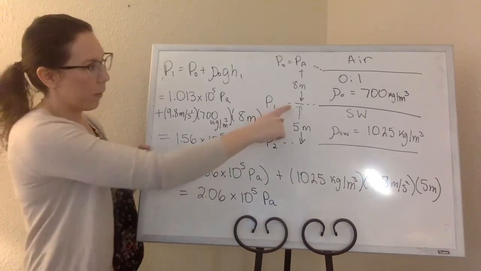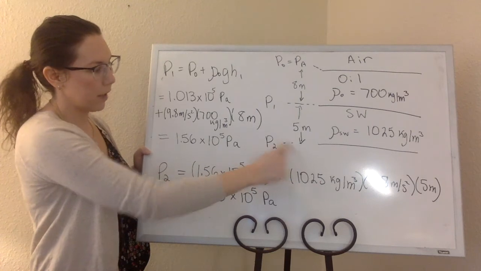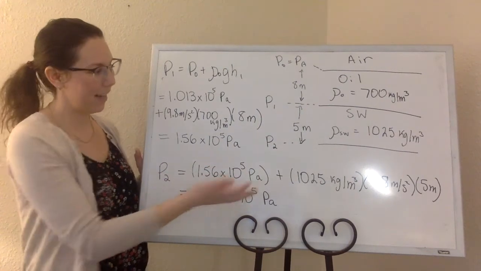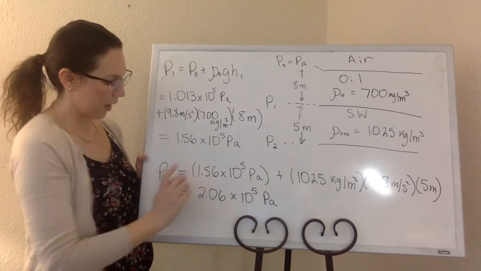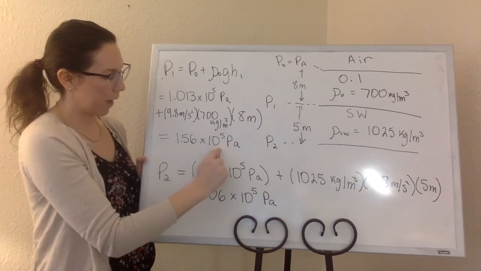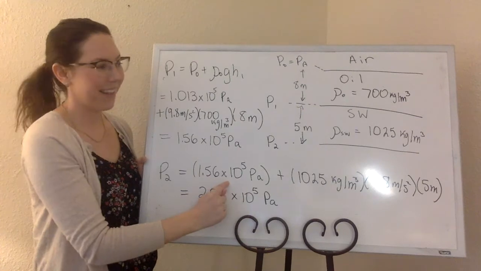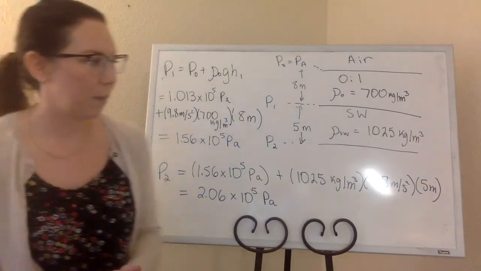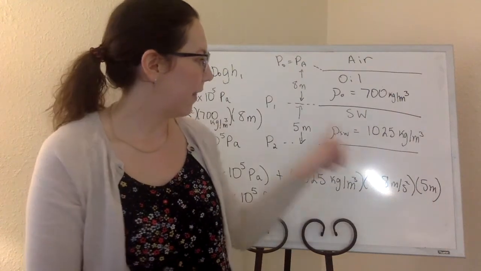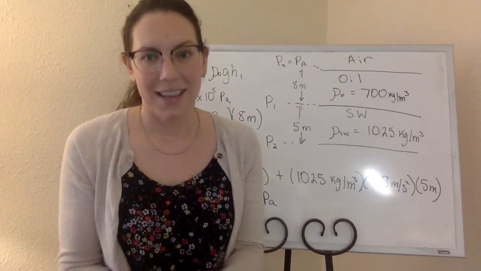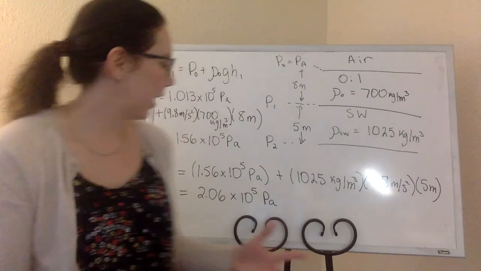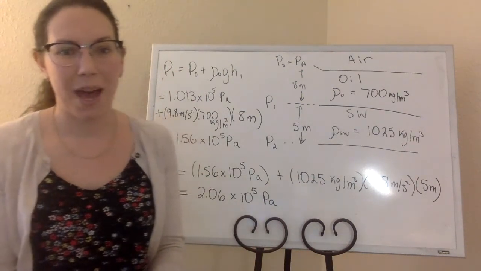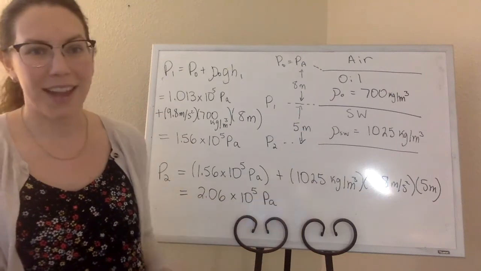All right, now that we have the pressure at the top of this region, this becomes P0 when we apply the hydrostatic equation again, now to find P2. So P2 will be 1.56 times 10 to the 5 pascals, plus the density of salt water, 1,025 kilograms per meter cubed, G, and then this height of 5 meters. And that gives us our final pressure here of 2.06 times 10 to the 5 pascals at the bottom of the tank.